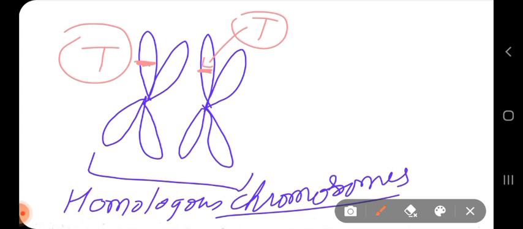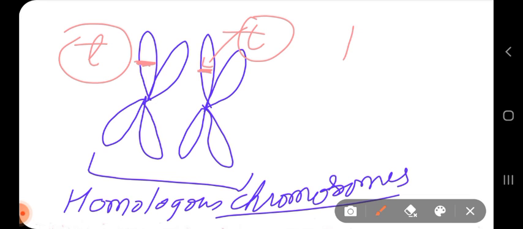Similarly, if in that location there is the gene for dwarfness, small t, and here also it represents the dwarfness at the same location, then also it's said to be homozygous condition. So any organism having two identical alleles for that particular same character is said to be pure or homozygous.